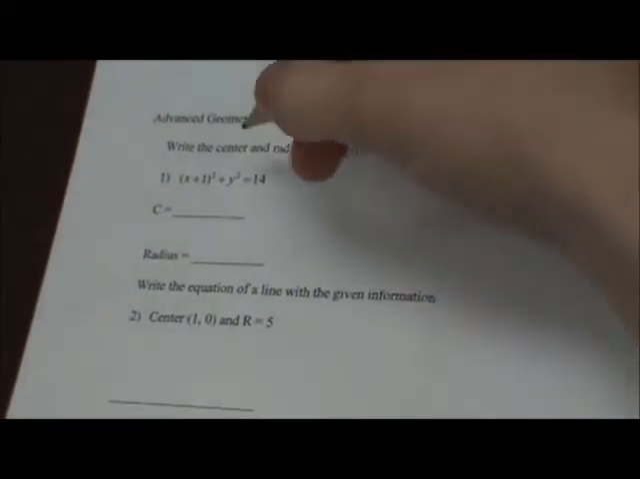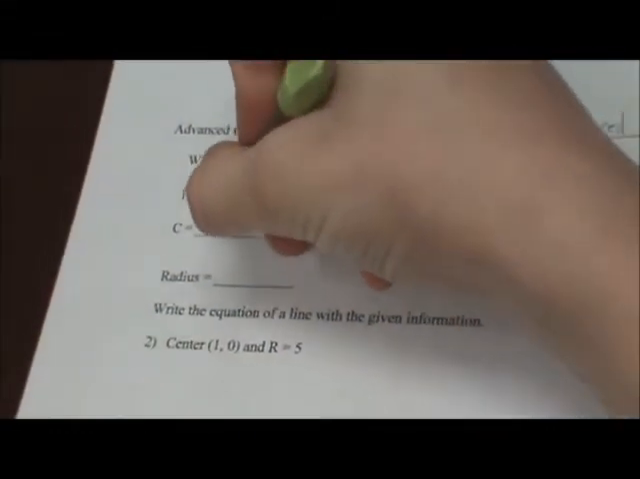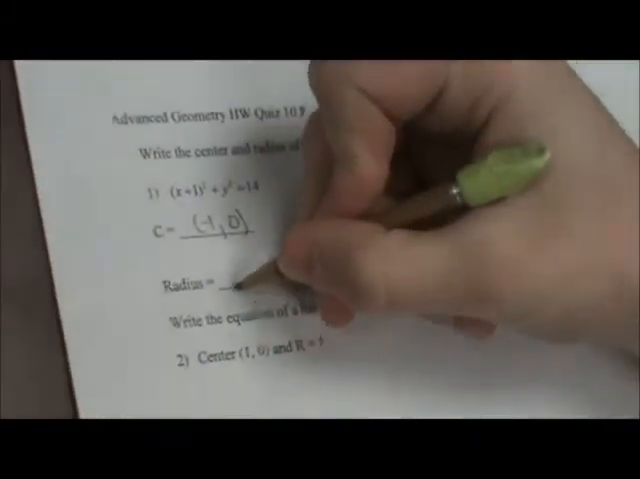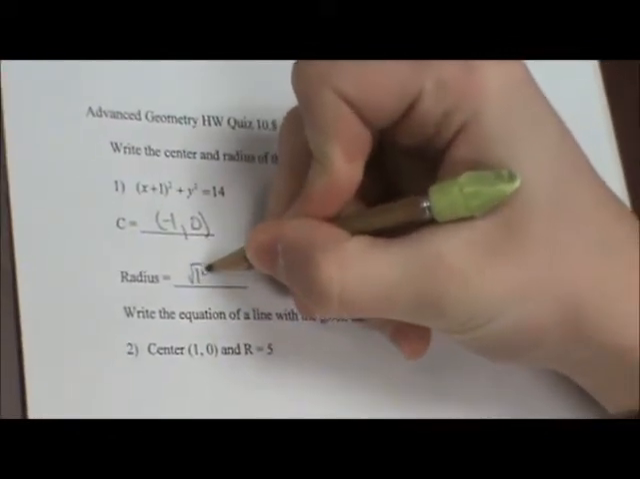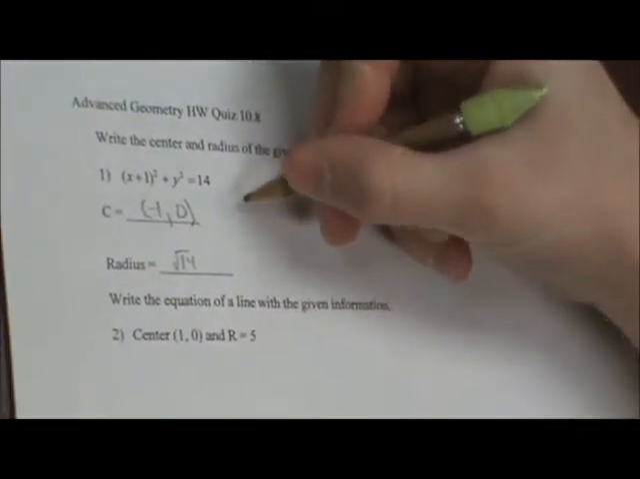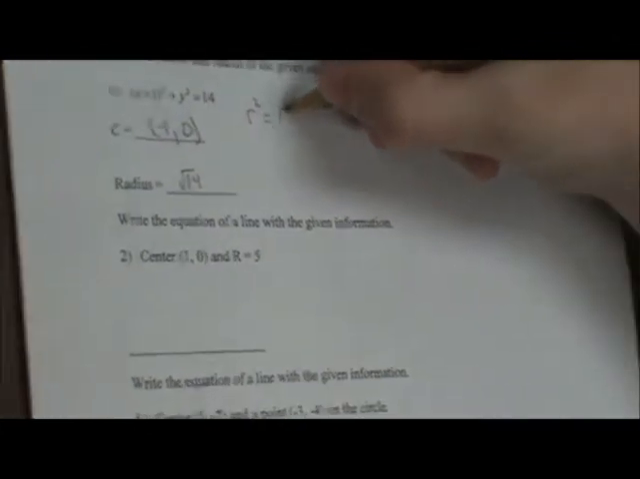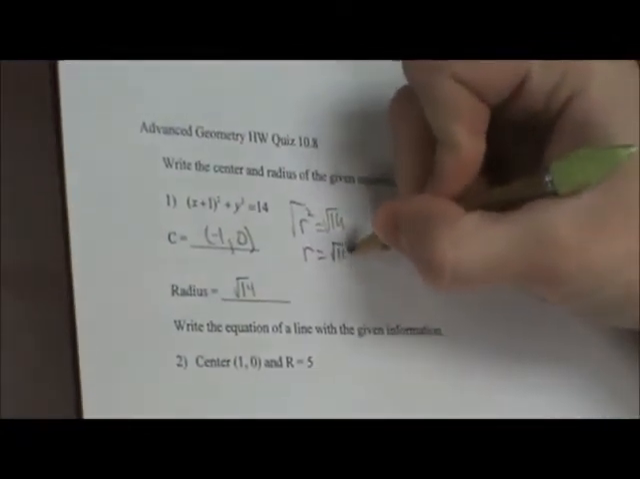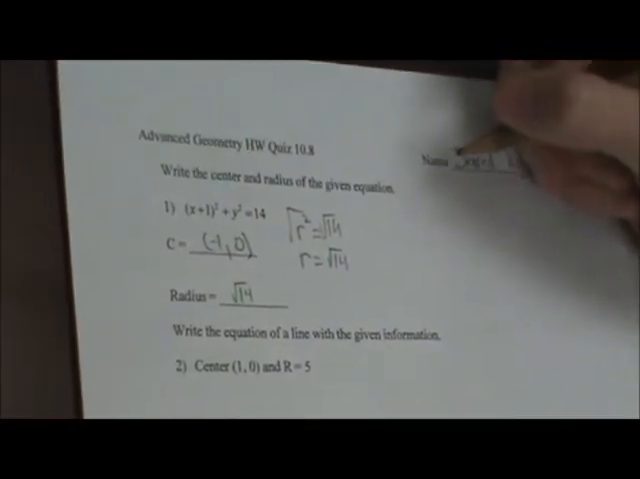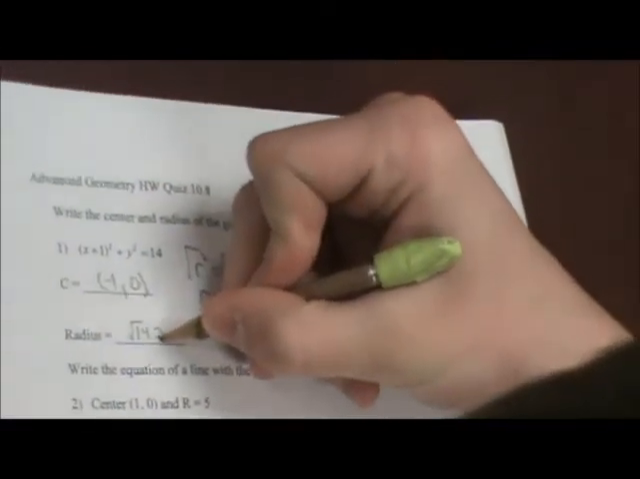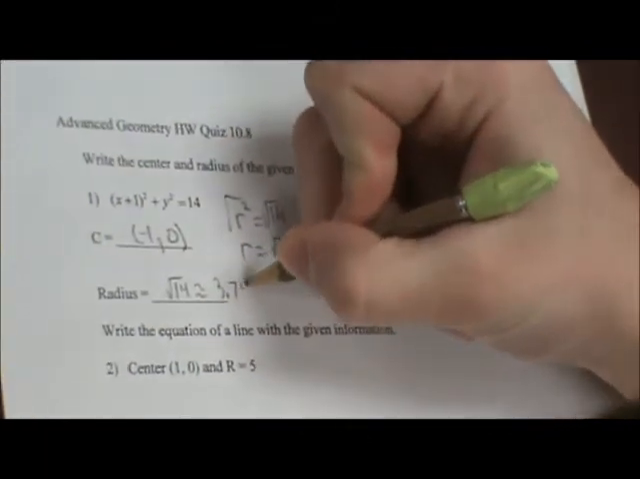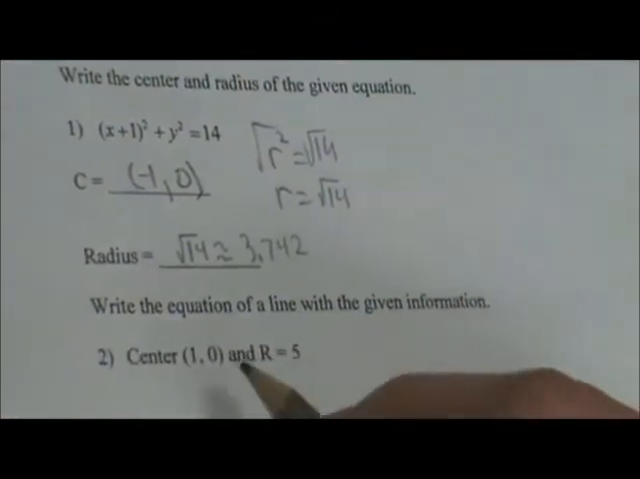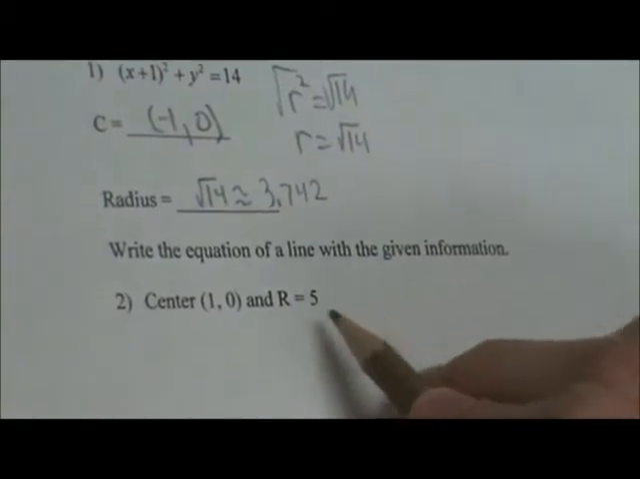Alright, for number one, to find the center, it's really easy. Just look at the equation. It's going to be the opposite of whatever the x is minus, so it's going to be -1 because it's +1, because the opposite of +1 is -1. And then there's a 0 because y squared is minus nothing. The radius is basically what the x squared and y squared equal, which is the square of the radius, so you just square root that, so you get r equals the square root of 14, and its approximate value is 3.742.